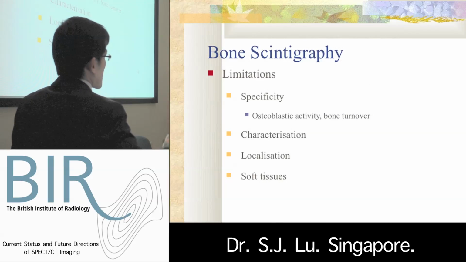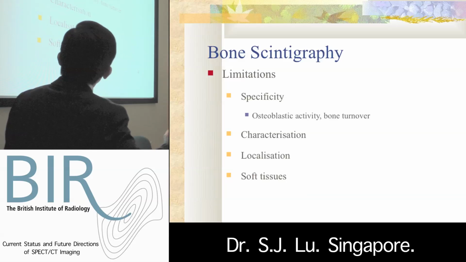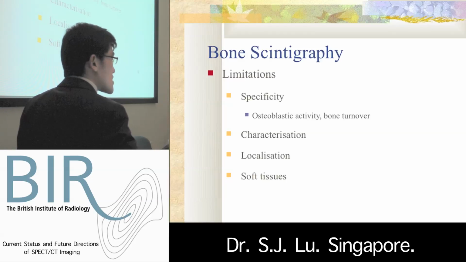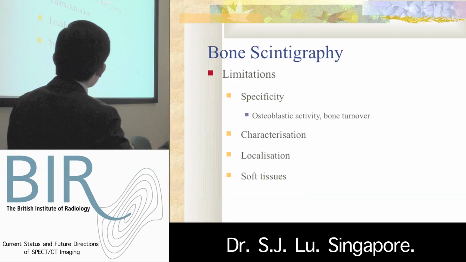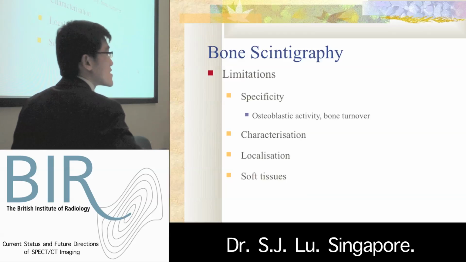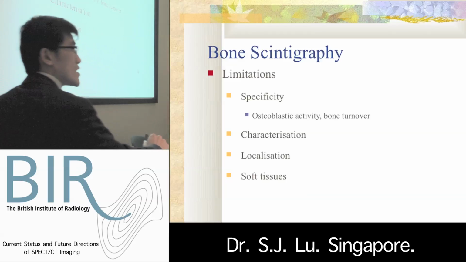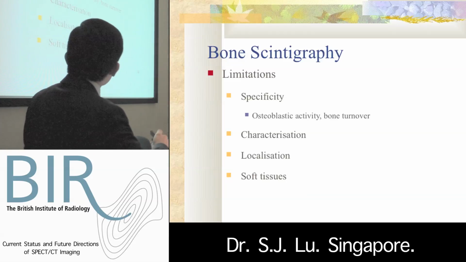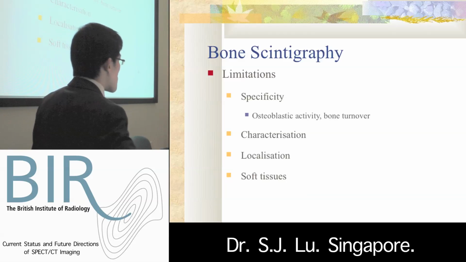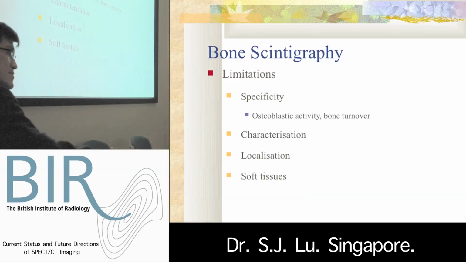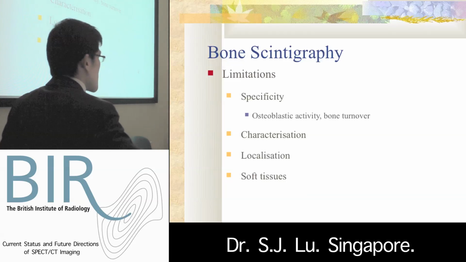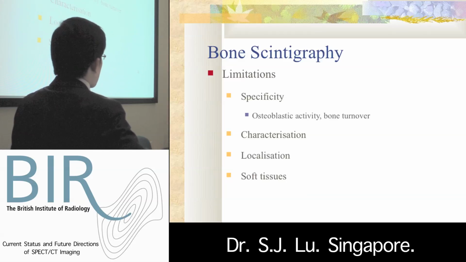Limitations include specificity, like we all know, and it's because bone scan demonstrates osteoblastic activity, which is a reflection of bone turnover, and that can be due to many causes. There's limitation in characterization and localization of bone lesions. For localization, this is especially true in areas where the structures are in close proximity. And of course, the bone scan is inadequate for the assessment of soft tissues. And for knee pain, the soft tissue abnormalities represent the majority of the lesions involved, like for example the meniscus, the ligaments, and so on.